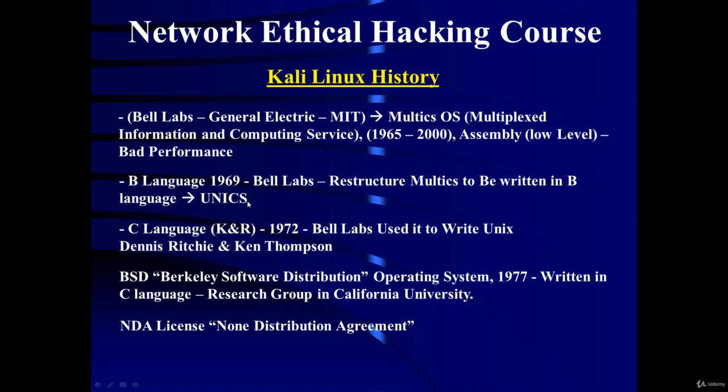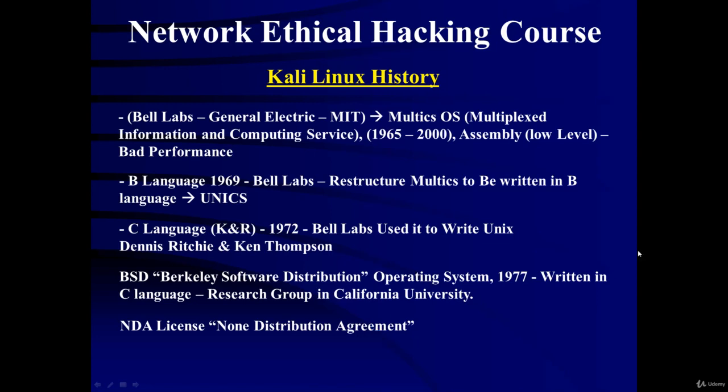R, referring to Dennis Ritchie and Ken Thompson, who developed this language. Bell Labs as well used C language to write Unix, this time with X, Unix. After that, a research group at the University of California in 1977 started their own operating system. They called it BSD, Berkeley Software Distribution, that was written in C language.